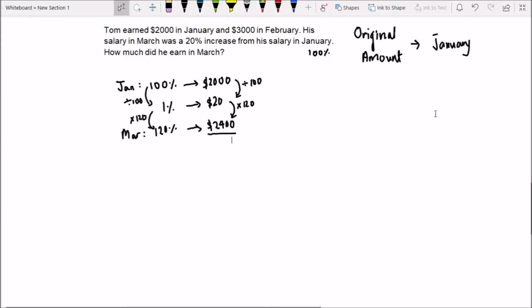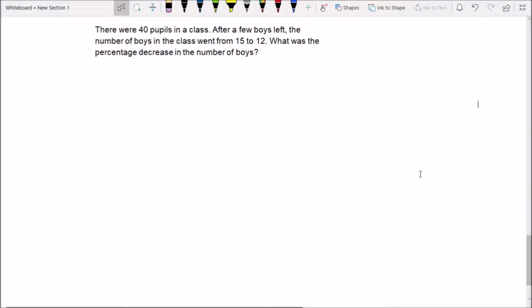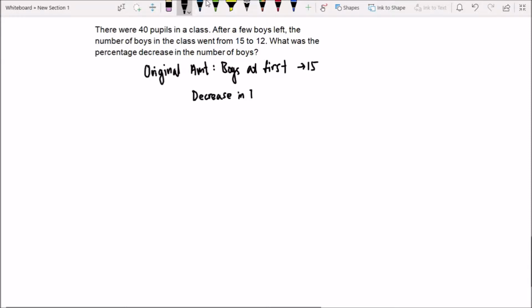This last question is another example of where the original amount is more obvious. The question requires us to know the percentage decrease in the number of boys, so the original amount has to be the number of boys at first. Similar to the second question, we can first find the decrease in the number of boys and express that as a fraction of the number of boys at first. Then we can simply convert that fraction to a percentage by multiplying by 100. 3 over 15 times 100 gives us 20%.